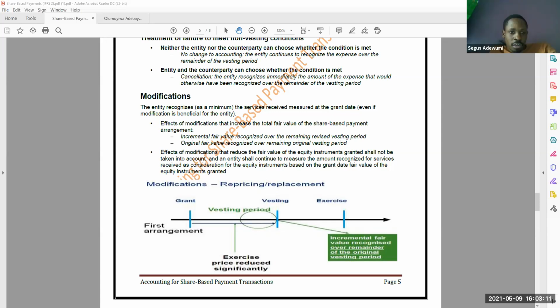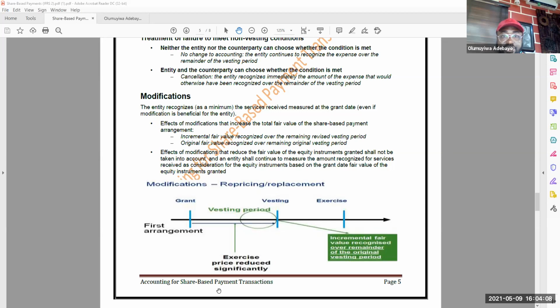Modifications. The entity recognizes as a minimum the services received measured at the grant date, even if modification is beneficial for the entity. 1. Effect of modifications that increase the total fair value of the share-based payment arrangement. Incremental fair value recognized over the remaining revised vesting period. Original fair value recognized over the remaining original vesting period. 2. Effect of modifications that reduce the fair value of the equity instrument granted shall not be taken into account, and an entity shall continue to measure the amount recognized for services received as consideration for the equity instruments based on the grant date fair value of the equity instruments granted.